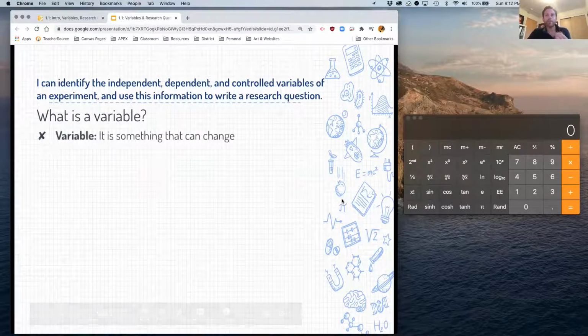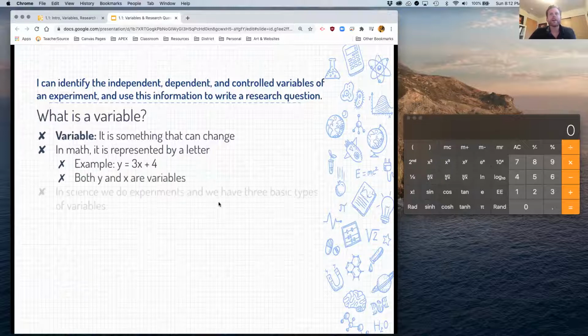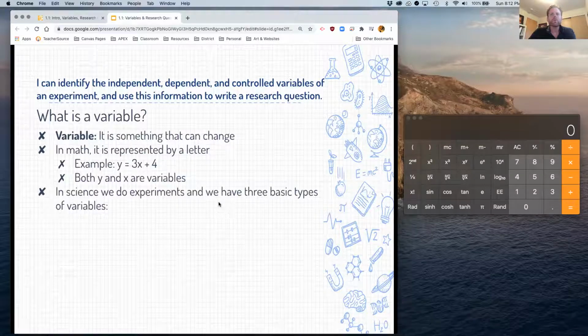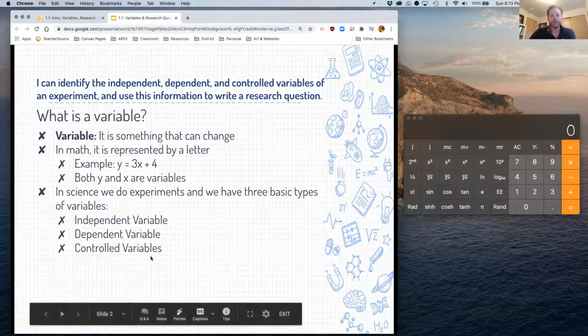So what is a variable? Well, a variable is something that can change, right? You've probably heard about it in math, and it's represented by a letter. If in math you saw y equals 3x plus 4, x is a variable, y is a variable, all right? But in science, we're doing experiments, and we have three basic types of variables: the independent variable, the dependent variable, and a bunch of controlled variables, okay? So we're going to learn what they are and how to identify them.